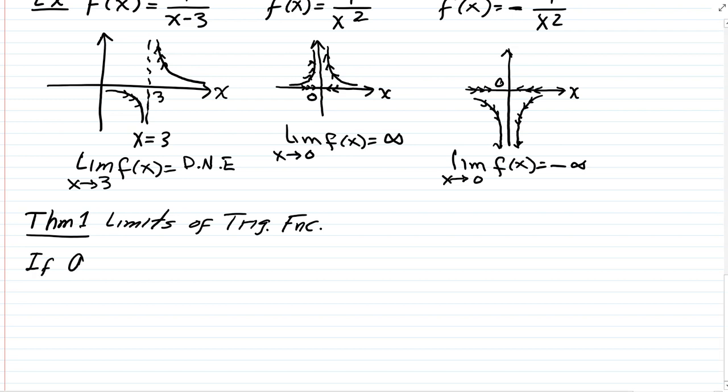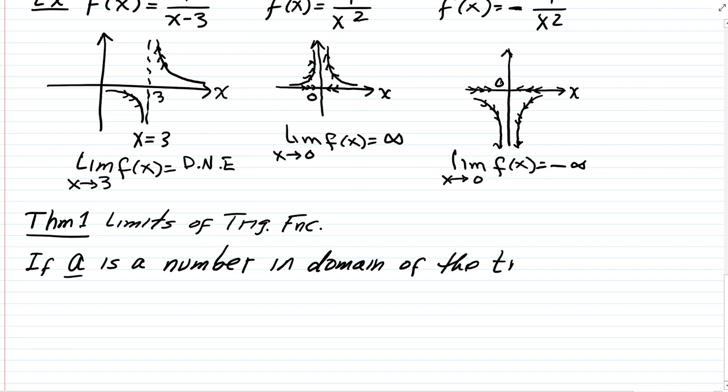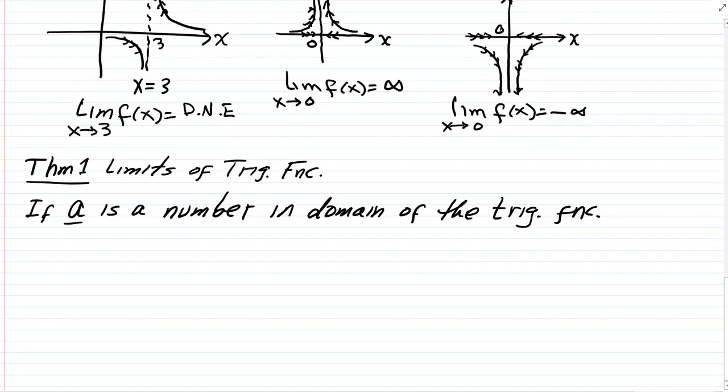If a is in the domain of the trig function, if a is a number in the domain of the trig function. Now remember, we have 6 trig functions, right? Basic trig circular functions: sine, cosine, tan, cotan, secant, and cosecant. So we're going to look at those.